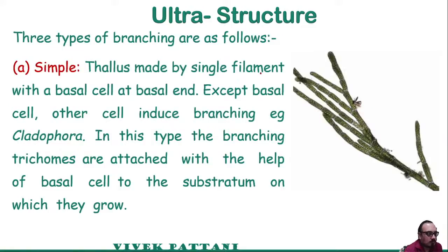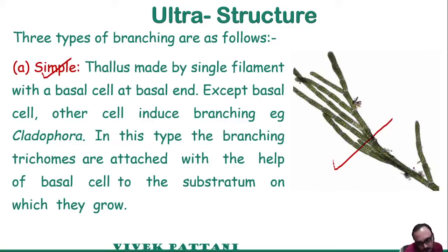Now the next one: there are basically three types of branching. The first is simple, where a thallus is made by a single filament with a basal cell at the basal end. Except for the basal cell, other cells induce branching. An example is Cladophora.